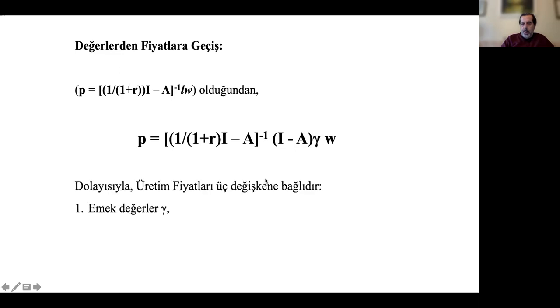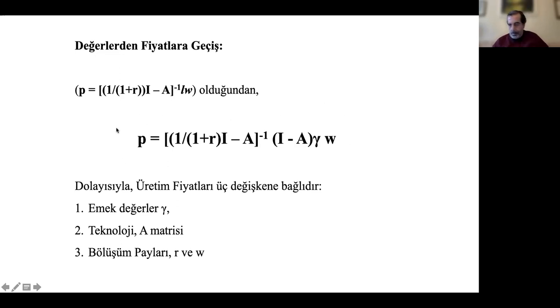So on the basis of this, we can say that the price of production depends on three important variables or sets of variables. One is the labor values, labor time expended or congealed within any commodity; technology, which is represented by the matrix A; and the distributive shares, profit rate and wages, basically. So this is the ultimate, if you will, equation of value within the Marxian or, in general, Ricardian system or classical political economy.